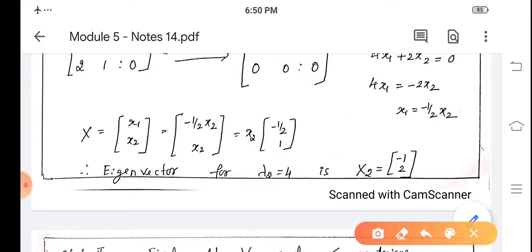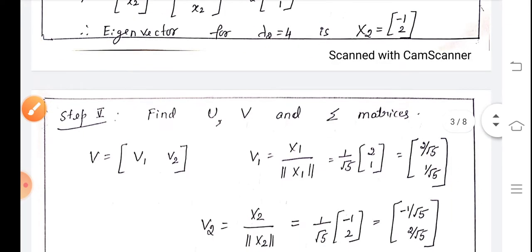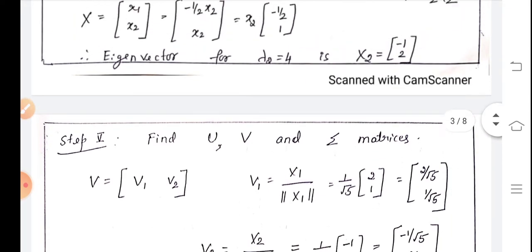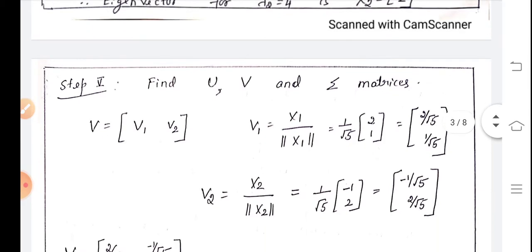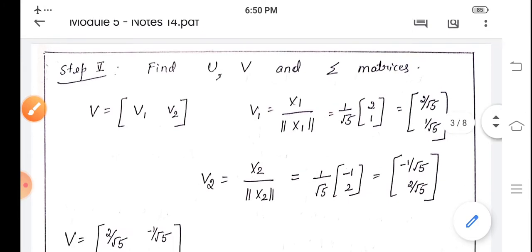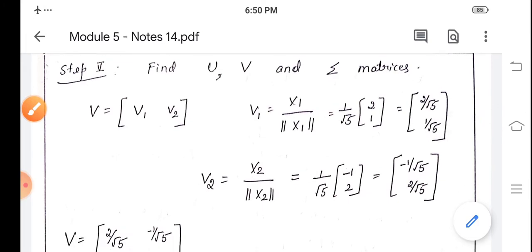So we take the eigenvector for lambda equal to 4 as (-1, 2). Now in the next step, after getting the eigenvalues and eigenvectors of A transpose A, in step 5 we find the matrices U, V and sigma. U and V are orthonormal matrices.